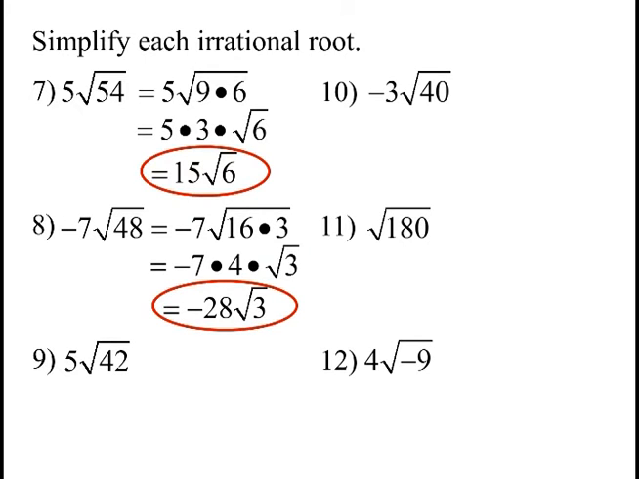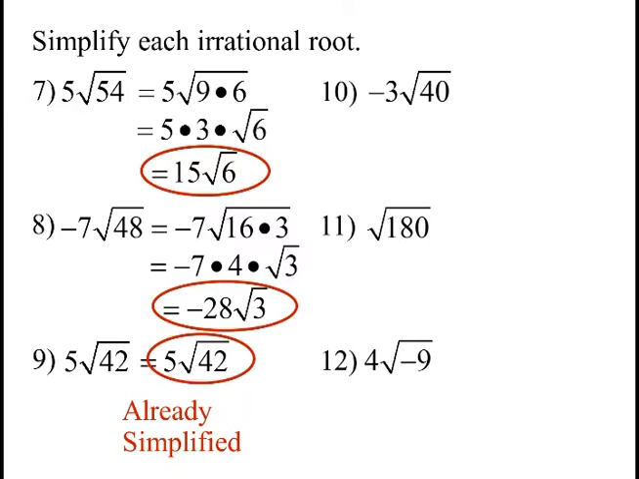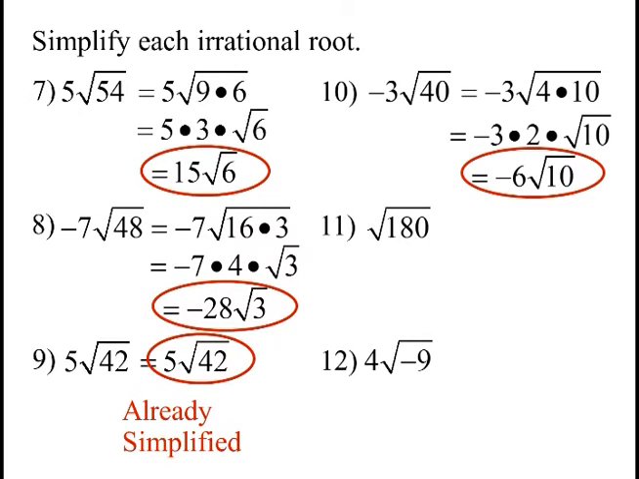Remember, you can pause this at any time and work on these on your own if you want. 42: 4 doesn't go in, 9 doesn't go in, 16 doesn't go in. I don't think there are any perfect square factors of 42, so it's already fully simplified. 40: we know 4 goes in, 9 doesn't go in, 16 doesn't go in. I don't think we can take anything other than a 4 out. So it'll be negative 6 root 10.